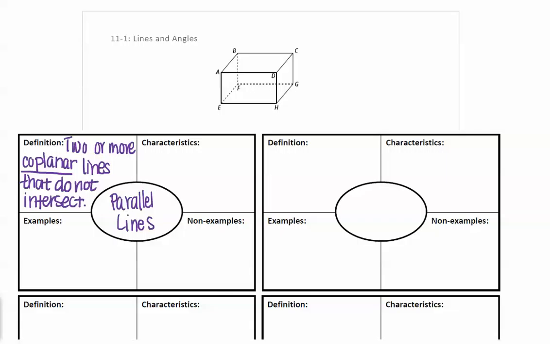So if we look at, say, this plane that we had drawn here, we can look at some lines that are on that same plane. For example, line DC. I'm going to put this as part of the examples here. Line DC is parallel to HG because they are on the same plane.